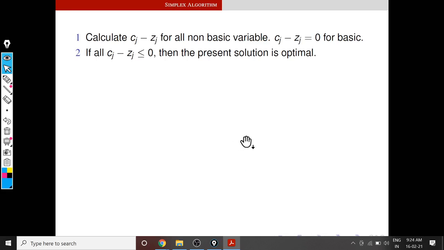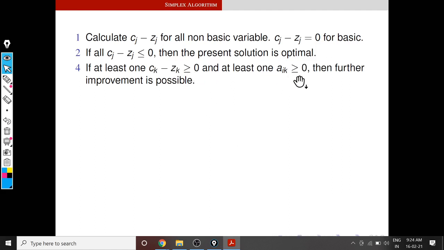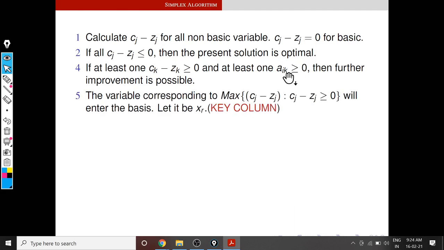As I already discussed, if all Cj minus Zj are less than or equal to 0, then the present solution is optimal. If at least one of them is positive and at least one Aik is positive, then further improvement is possible. Aik is nothing but the elements of the corresponding column. K is fixed, only i is varying, depending on the number of rows, the number of constraints.